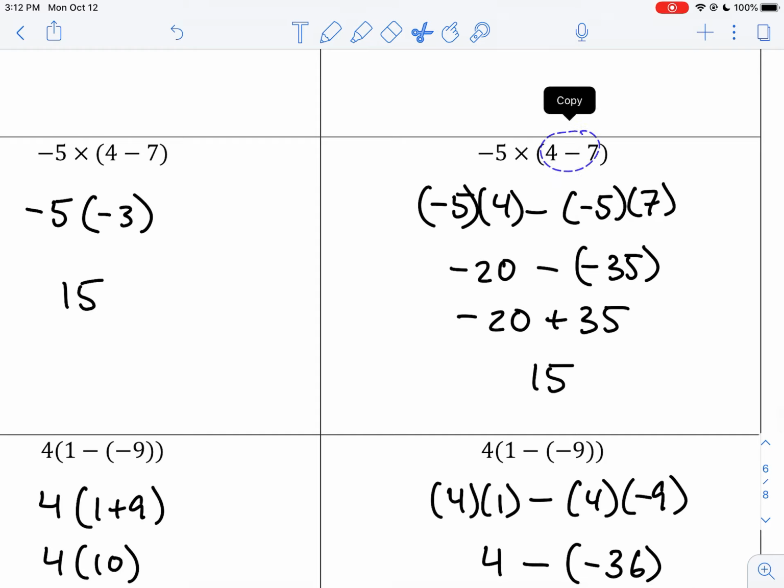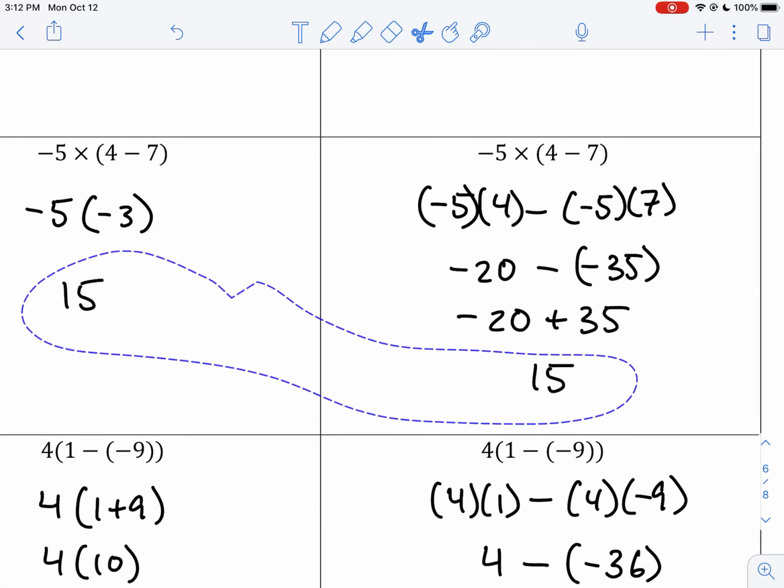Or here we're going to do the distributive property first. So we're going to do -5 times 4 and then minus -5 times 7. So we have -5 times 4. Remove 5 copies of 4 gives you -20. And then here's remove 5 copies of 7, which will give you -35. But now I'm going to subtract -35. So that's like adding 35. And so we do -20 plus 35. That leads to 15, right? Same result as we get using method 1.